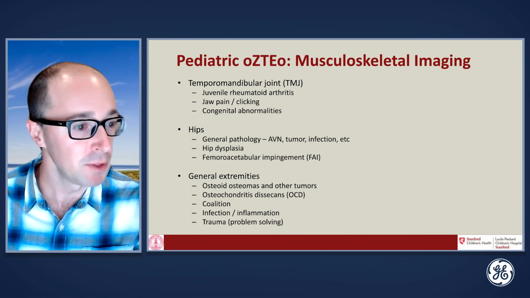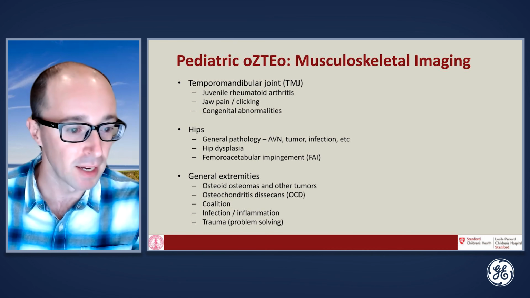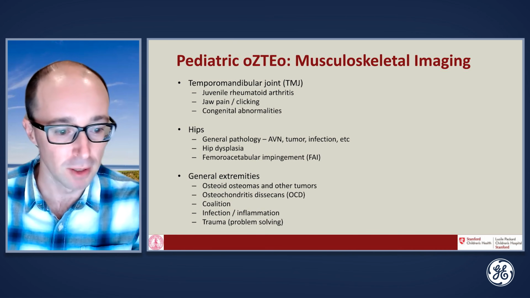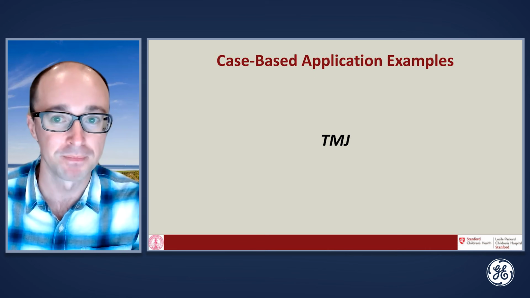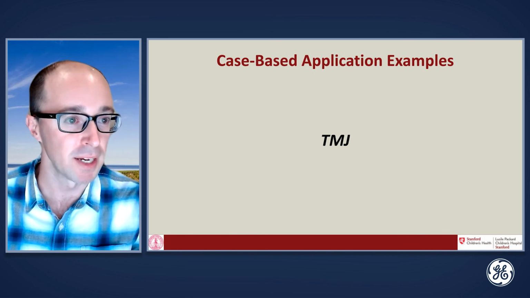Other aspects that we've used it in is the hips, looking at general pathology, hip dysplasia, FAI, and then just general extremity exams, looking at osteoid osteomas, OCDs, coalition, et cetera. Now going into the actual cases, starting off at the TMJ.